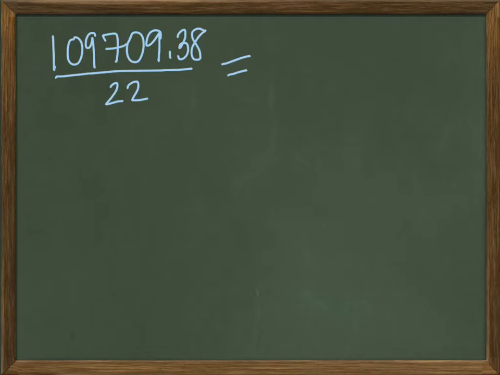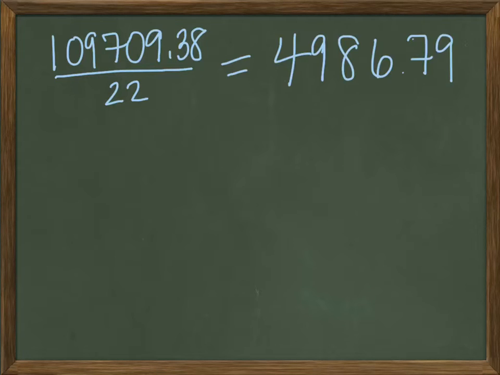So, just the other day, I divided 109,709.38 by 22, and what do you know? I got this number, 4,986.79. Now, because this was a problem where sig figs mattered, I had to think in terms of how many sig figs I could have in my final answer. Well, I looked back to my original givens, and lo and behold, that 22 limits me to 2 sig figs, so I can only keep 2 significant figures here.